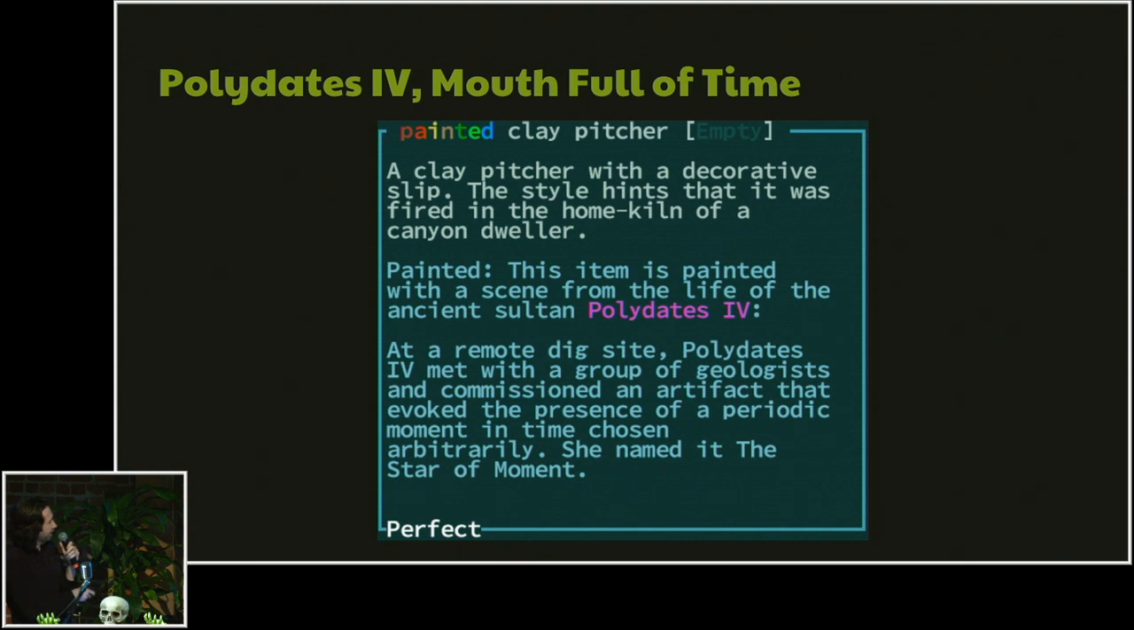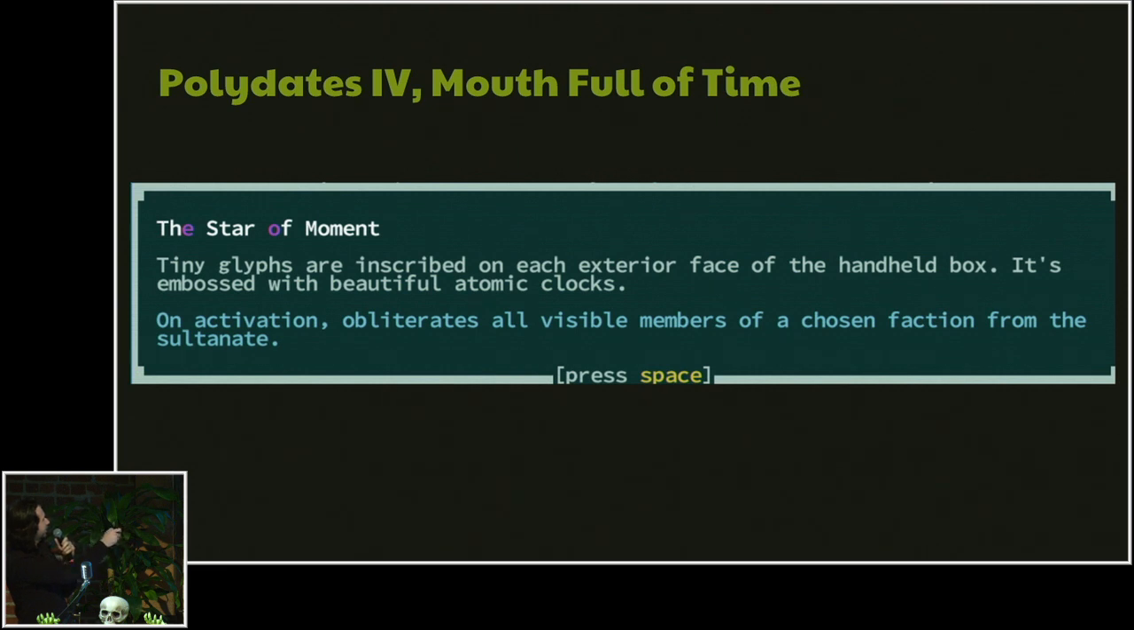So at a remote dig site, Polydeities met with a group of geologists and commissioned an artifact that evoked the presence of a periodic moment in time chosen arbitrarily. She named it the Star of Moment. And again, this is a named artifact, so that means it really exists. So we can go and find it. Here it is, the Star of Moment.